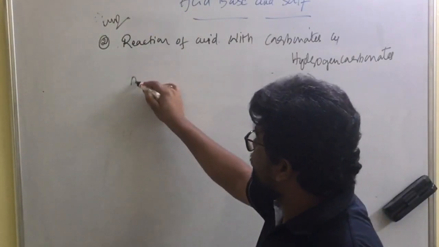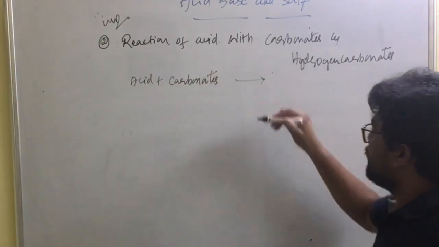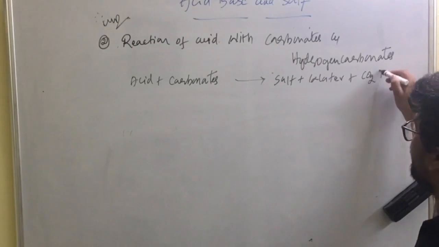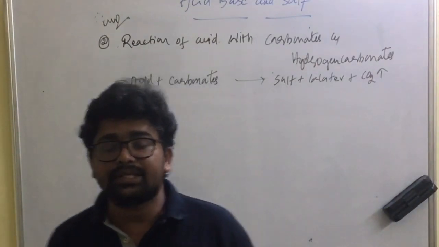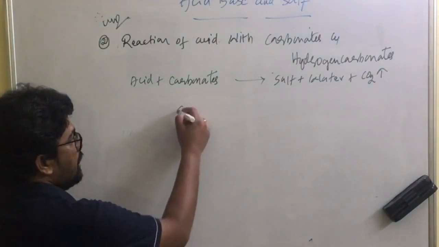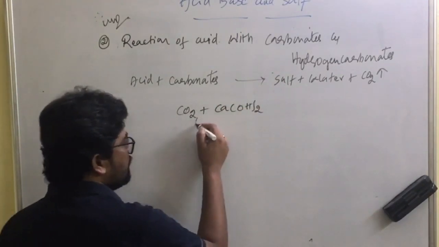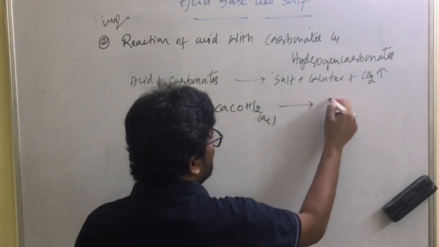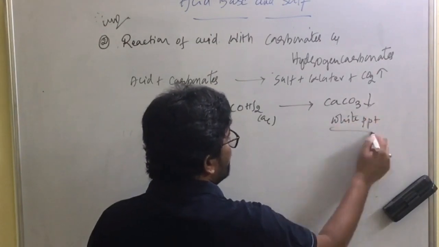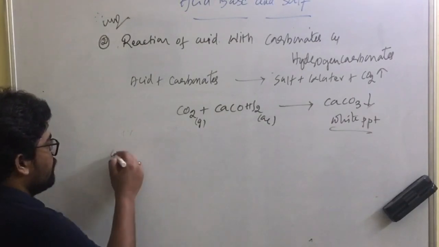Now when acids react with carbonates, metal carbonates, they give you salt, water, and a gas called carbon dioxide is released. So how do we test the presence of carbon dioxide gas? Pass the gas into lime water. What happens if the lime water turns milky white? If it forms a white precipitate, then it shows that the gas is carbon dioxide.